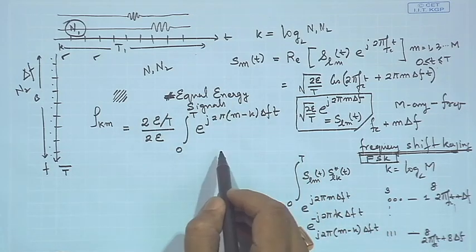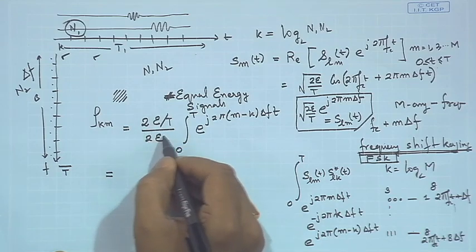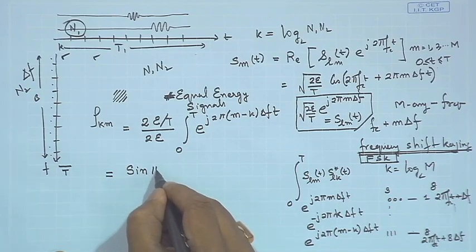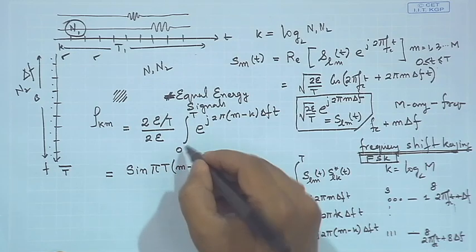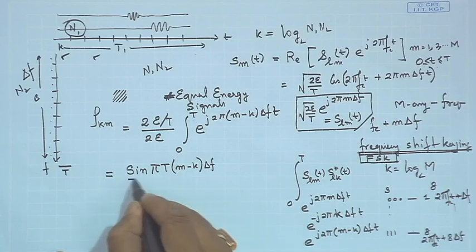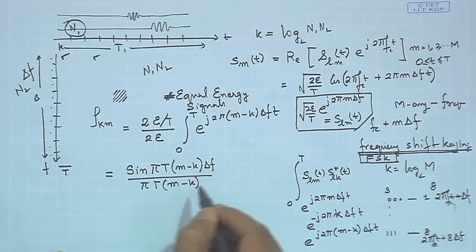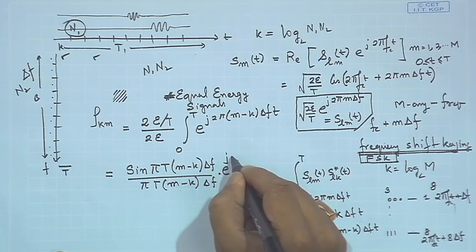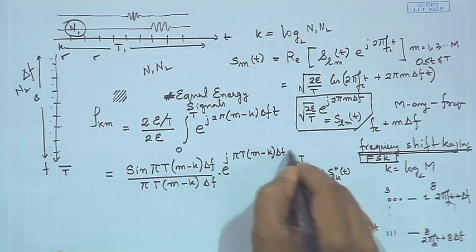This is how you get this particular expression, and if you work it out, some of these things cancel out, and you are going to get the expression sine pi T m minus k delta f, because integrating from 0 to T, the 0 term would give a 0 and the T term is what remains with us, upon pi T m minus k delta f, multiplied by e to the power of j pi T m minus k delta f.